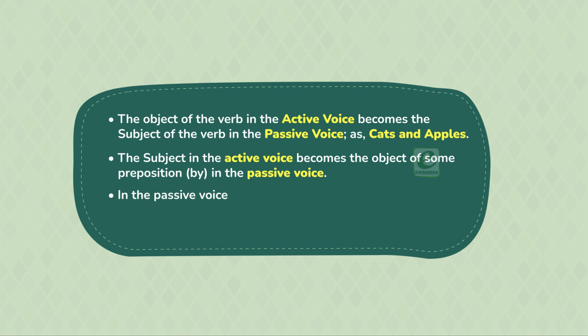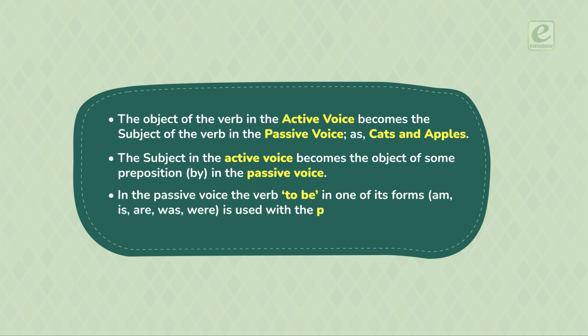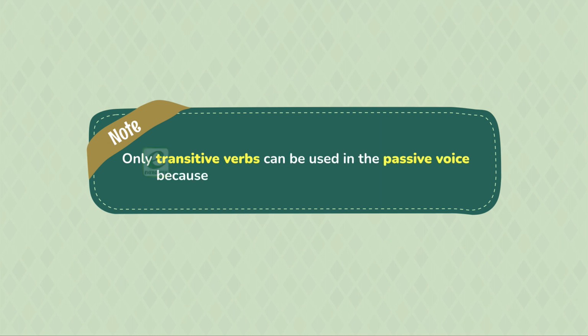In the passive voice, the verb to be in one of its forms, am, is, are, was, were, is used with the past participle of the transitive verb. Note: only transitive verbs can be used in the passive voice because an intransitive verb has no object.